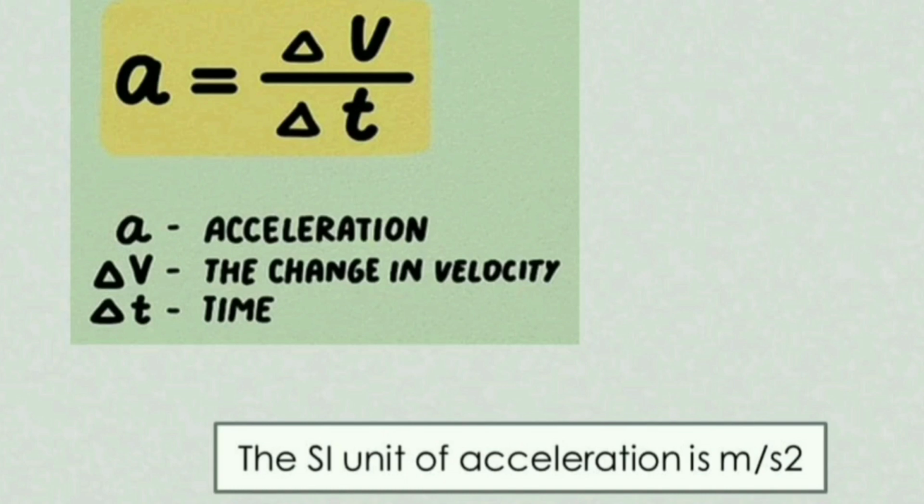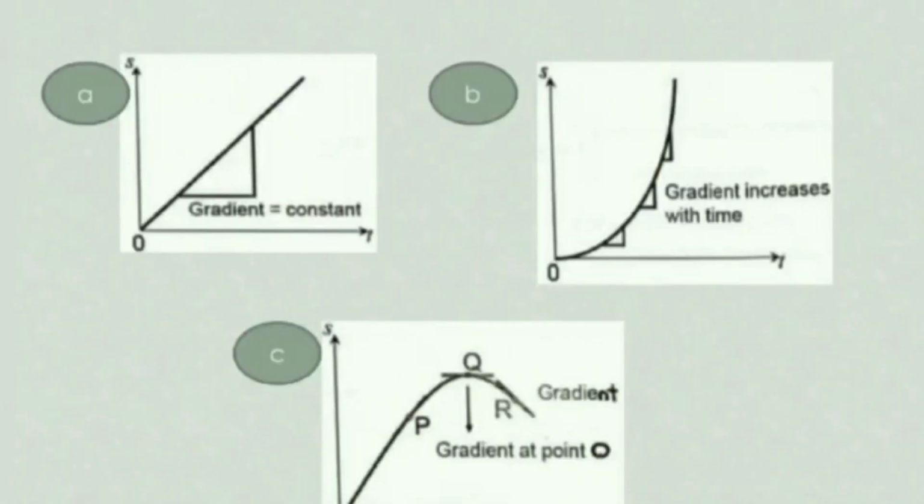That is a equals the change of velocity over time. The SI unit for acceleration is meter per second squared. Next, let's continue with graphs of motion. I will only show the displacement against time graph.